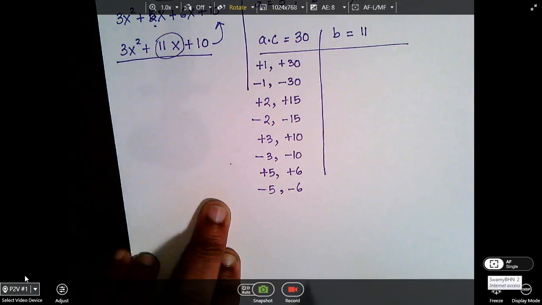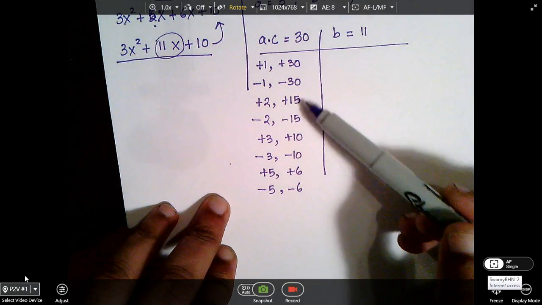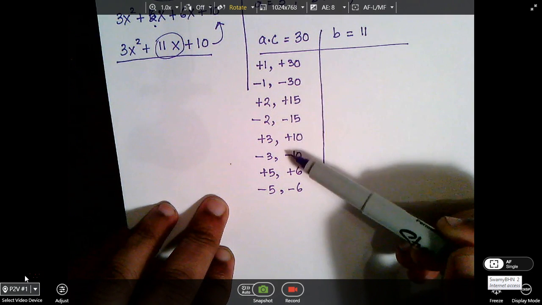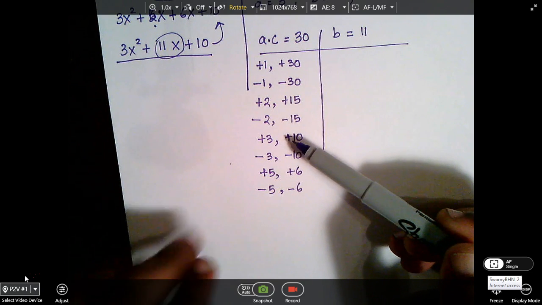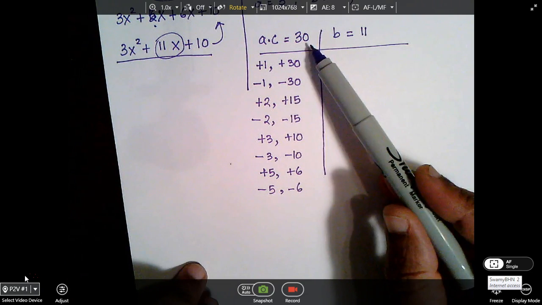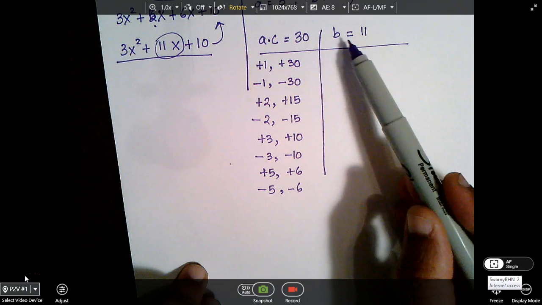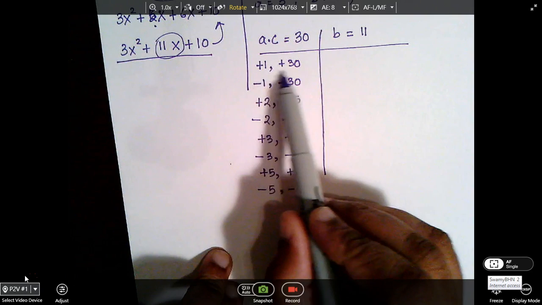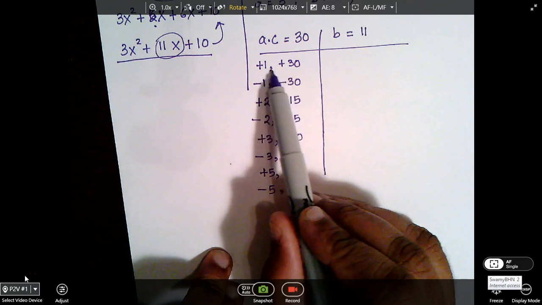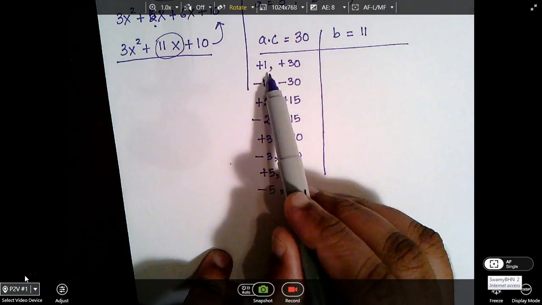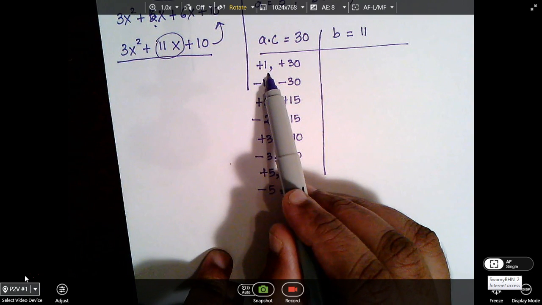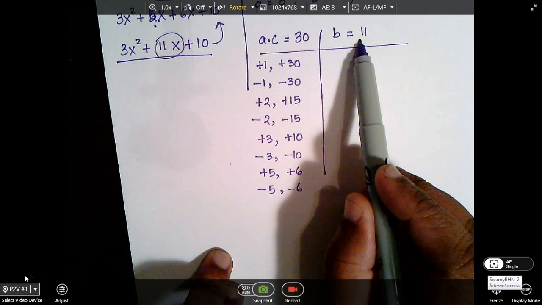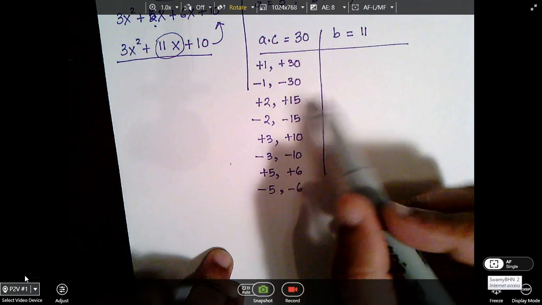So this looks tedious in the beginning, but once you get into the pattern, you can recognize the pattern and you can straight away go to that particular pair that will give you the 30 if you multiply them, and it will give you 11 when you add the two numbers. So this is my factor pair. So I found all the factor pairs. Now the idea here is when I add these two numbers, it should give me 11. So the product is 30.